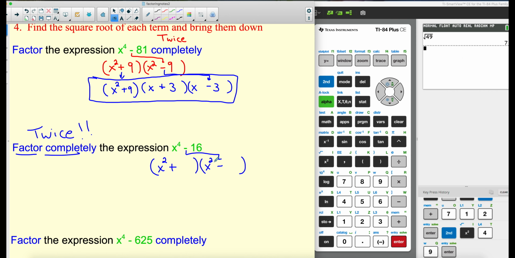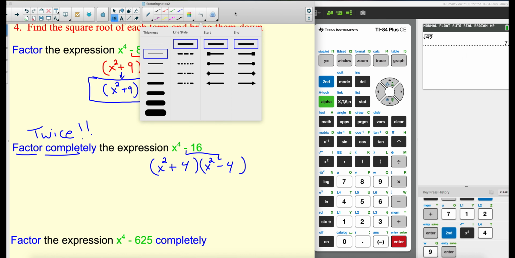The square root of 16, be careful. Some of my students were saying 8 last week. Guys, the square root of 16 is 4. If you're not sure, throw it in the calculator. Normally, you would be finished, but because it says factor completely, we have to factor twice. That means we have to factor one more time.